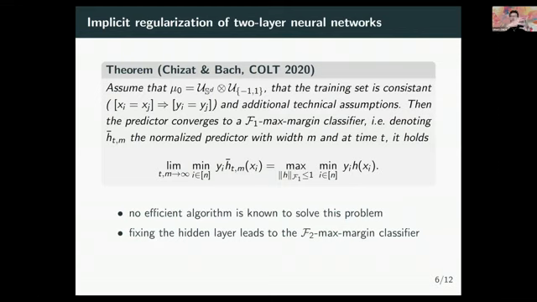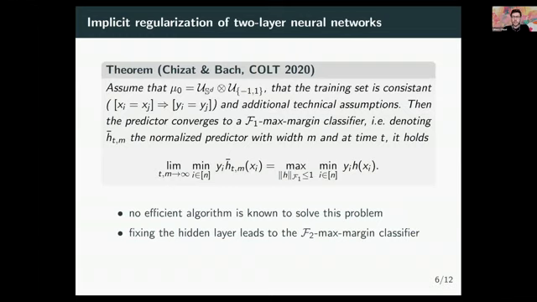In particular, the absolute scale of the initialization does not matter. Now we do not need to assume anymore that the training set is linearly separable, because two-layer neural networks with the ReLU activation are universal approximators. So we just need to have a consistent training set. We just need to have the existence of a function that perfectly classifies the training set. And then there will be other technical and spurious assumptions, which I will briefly talk about later.